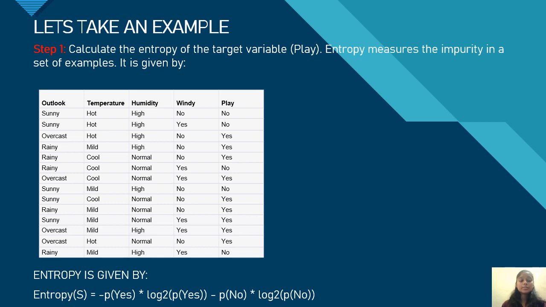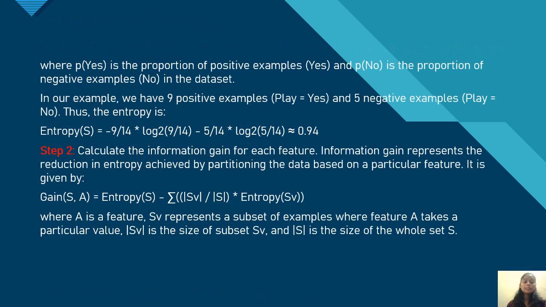So it has some of the instances with sunny, overcast, rainy, and temperature with hot, mild, and cool, and humidity with high, normal, and windy with yes or no. And the target variable is going to have two values, that is yes or no. And the entropy is given by entropy of S is equal to minus P of yes into log 2 of P of yes minus P of no into log 2 of P of no, where P of yes is the proportion of positive examples, that is yes, and P of no is the proportion of negative examples, that is no, in the data set.